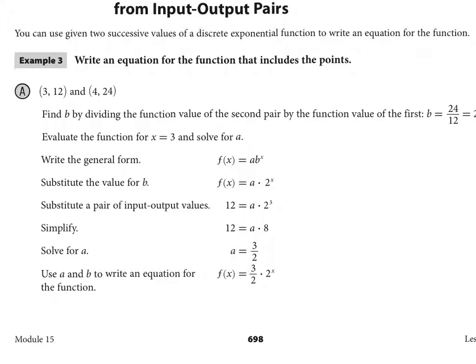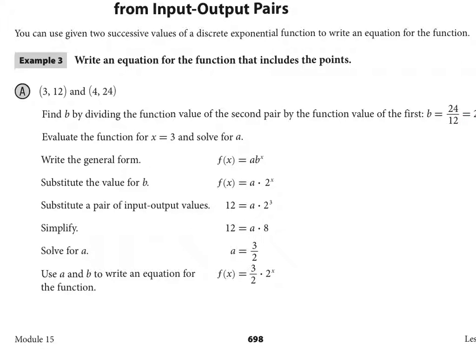Okay, so here's an example where they give us 2 points for an exponential function, but we're trying to actually find the equation for the function that goes through those points. So the first thing we need to find is b, and it says by dividing the function value of the second pair by the function value of the first pair. Okay, what does that mean? The second pair is the second point because the x value increased. So we're taking 24 and dividing by 12. This being our first point, even though it's not the first point because it's a 1, it's the first point because 3 comes before 4. So if you divide 24 by 12, then you can't really see it here, but it is 2.